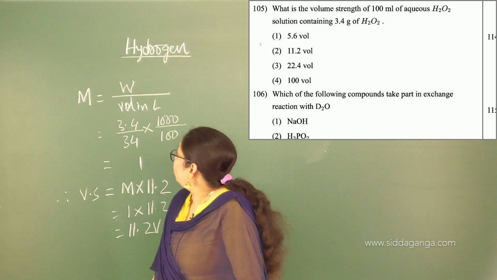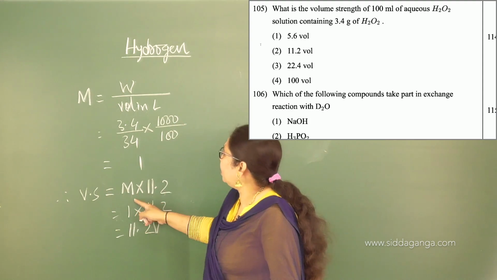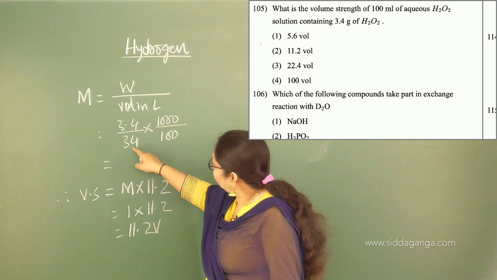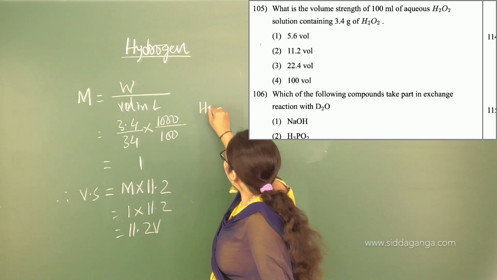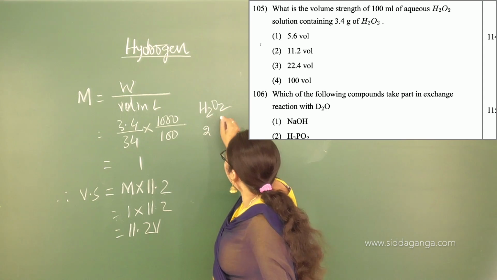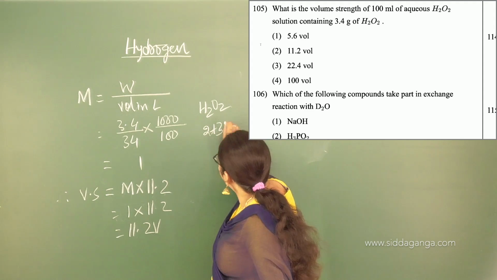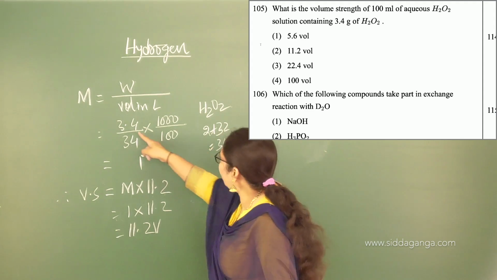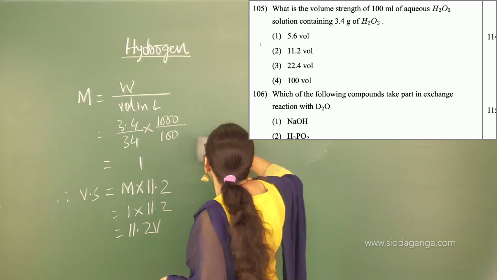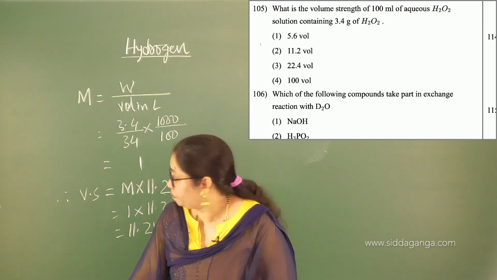Note this down, this is very important again: the relationship between the volume strength and the molarity. First you have to calculate the molarity. If they give the weight, you know how the 34 comes: H2O2 is 2 plus 32, it will come around 34. But in the problem they have given 3.4 gram, that's why we have calculated this one. Given mass by molecular mass will give the moles. Okay, next one.